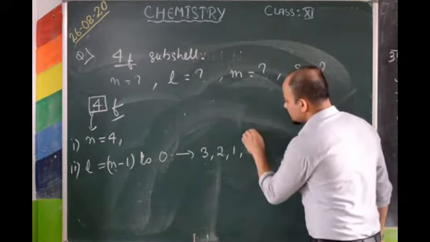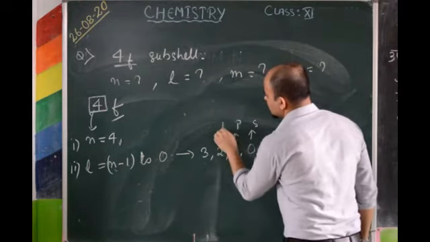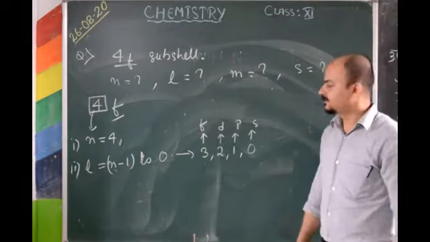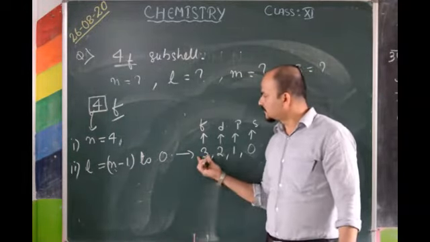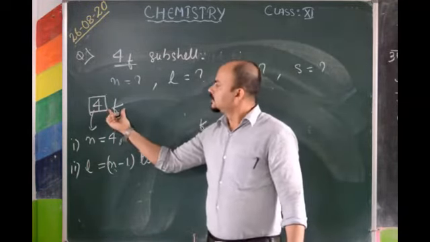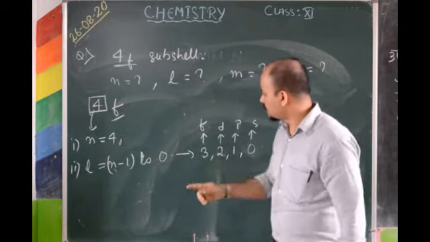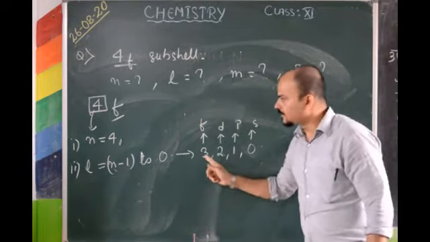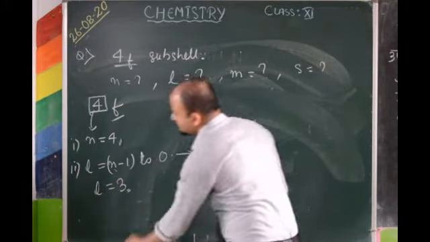As I told you, this is s, this is p, this is d, and this is f. Yes or no? From our discussion about the azimuthal quantum number, I told you this 3 corresponds to f. So the electron is lying in the subshell f. So f denotes that the value of l should be 3. Therefore, your l value will be equal to 3.